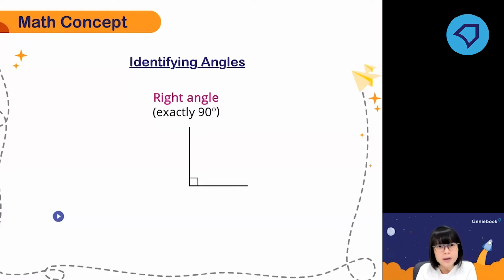Does a triangle have a right angle? What do you guys think? Some of you say no, some of you say yes. It depends on the name of the triangle. If it's called a right angle triangle, it has a right angle, and it's going to meet here. So this part here is a right angle.